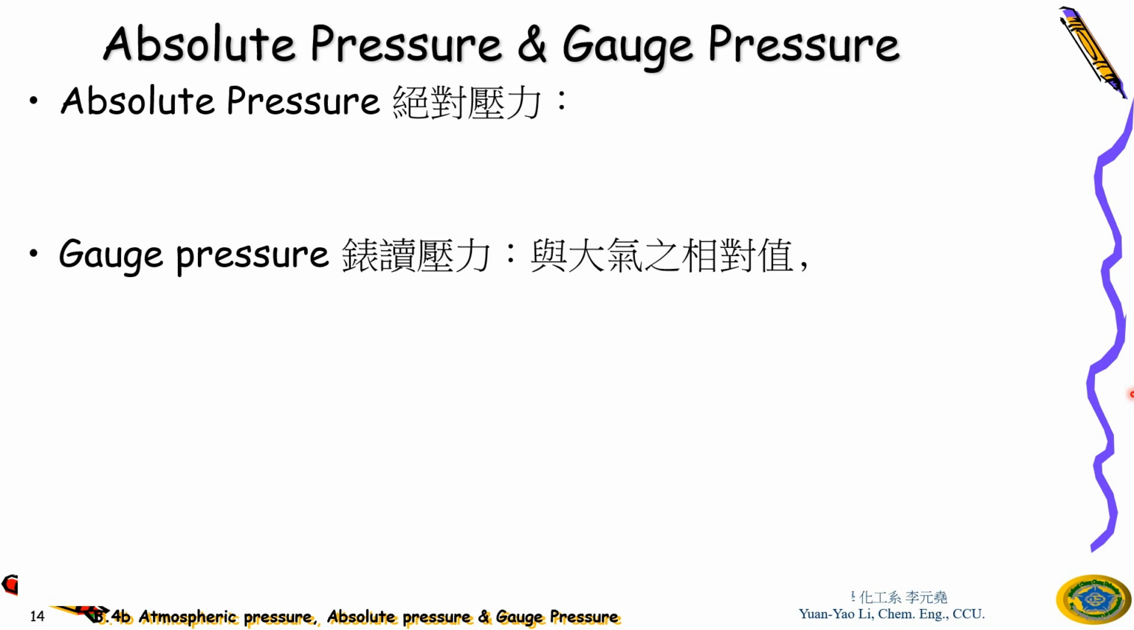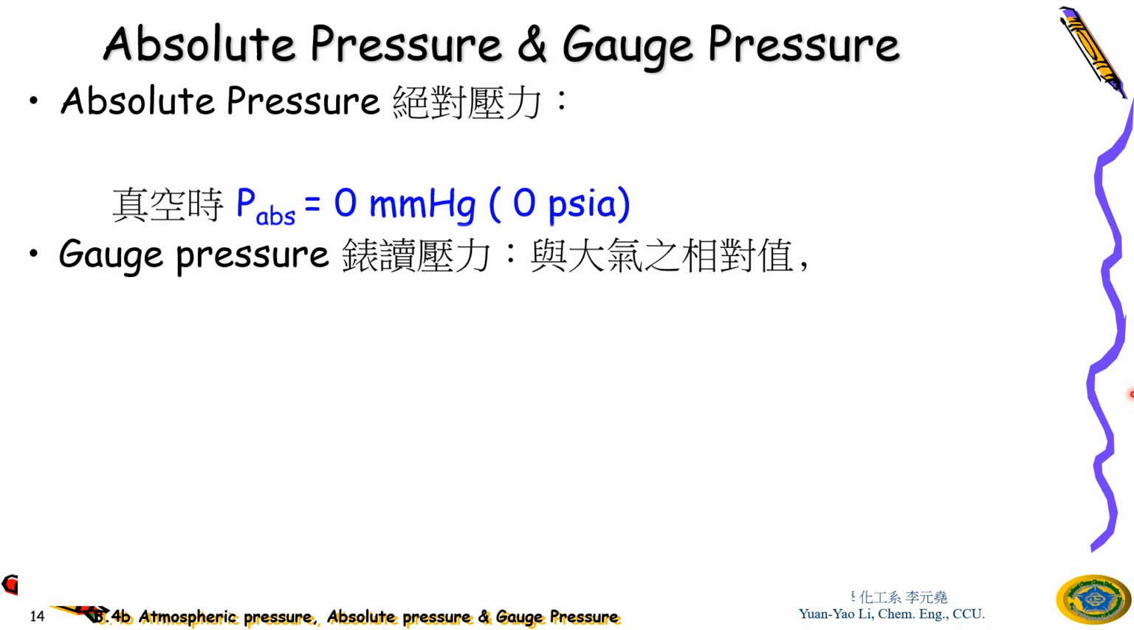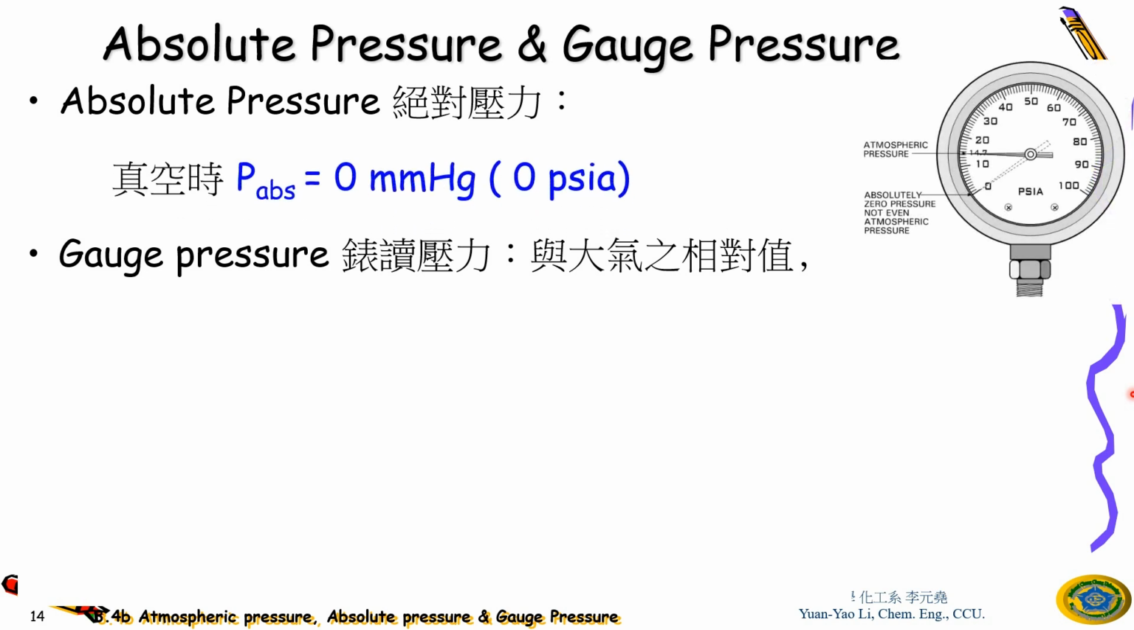What is absolute pressure? Remember when I talked to you about a container where there is no air, or the temperature reached 0 Kelvin. So the pressure is 0. And this is what we call absolute pressure equal to 0.